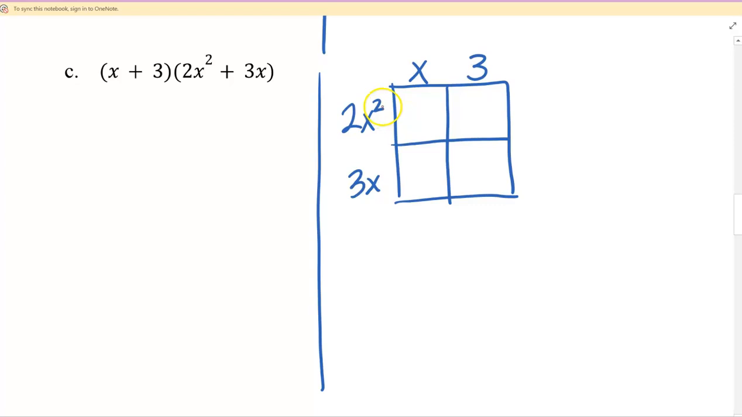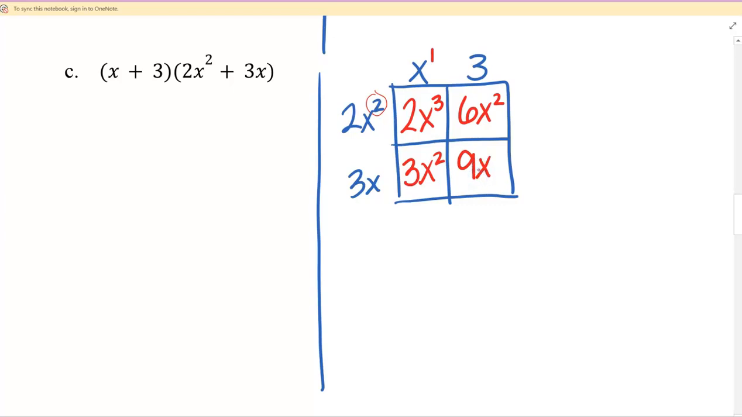Okay, 2x squared times x is 2x. Now let's think about this one. We have squared plus 1, so I'm going to get cubed. Okay, now in the next box, 2x squared times 3 would be 6x squared. We still have that squared from the 2, and then our 3 doesn't have an x with it, so it just stays as x squared. Okay, now I have x times 3x. That's going to be 3, and then x times x is x squared, because there's 2 of them. And then lastly, 3 times 3x would be 9x.